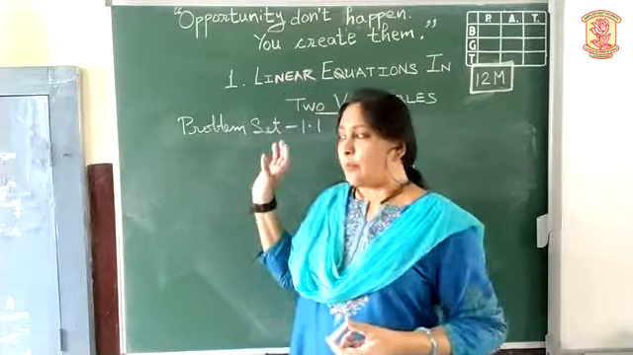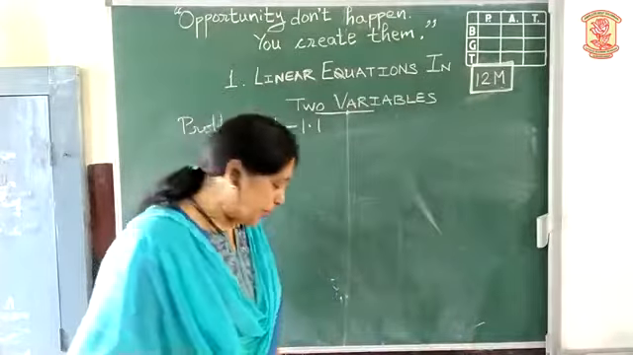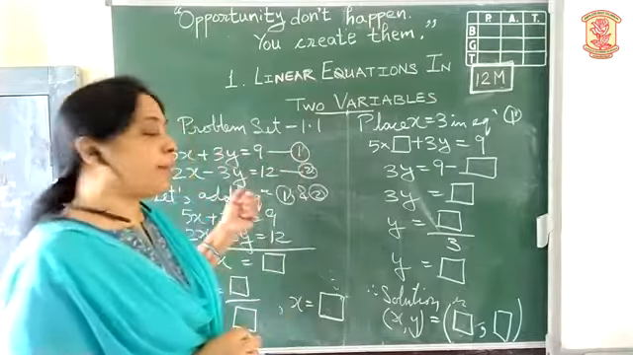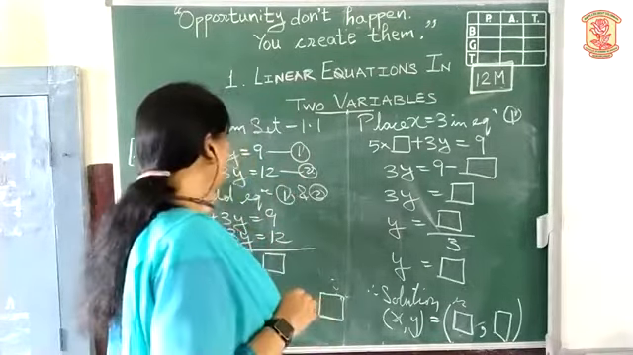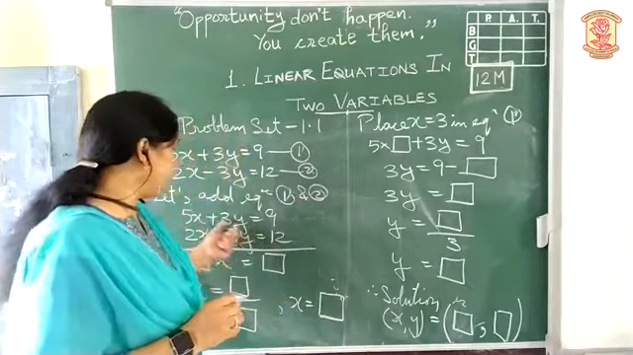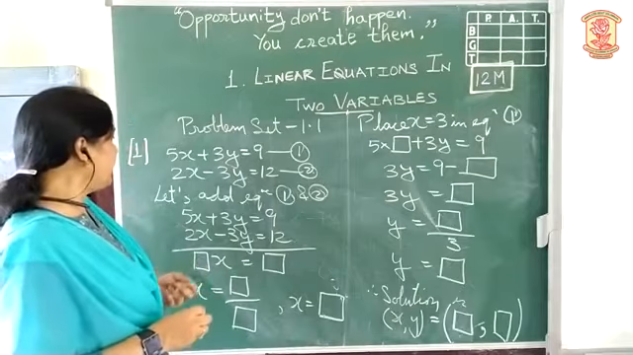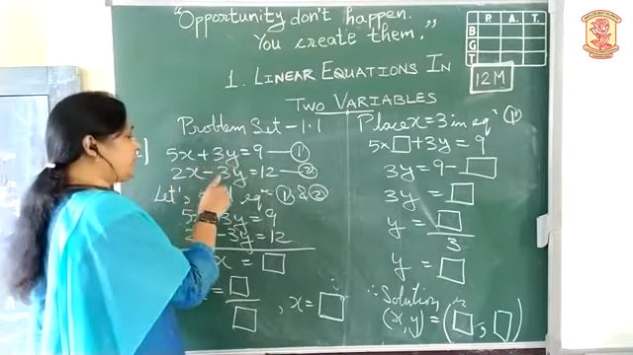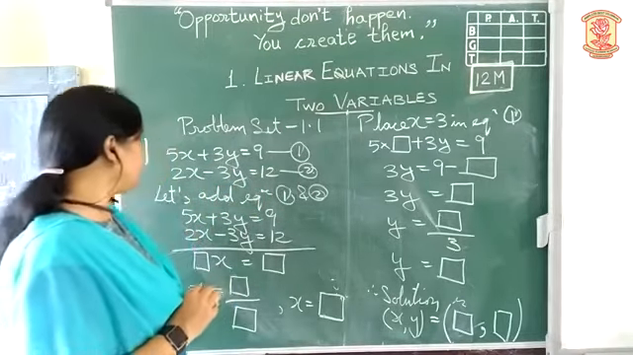There is a problem that is solved and we have to find out the missing number. Now here in this problem set 1.1, question number 1, there is an activity type of problem where you have to fill in the gaps, that is fill in the boxes. The two simultaneous equations given here are 5x plus 3y equals 9 and 2x minus 3y equals 12. We are adding both the equations.